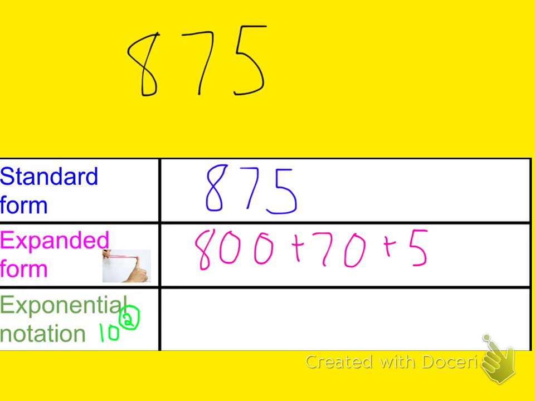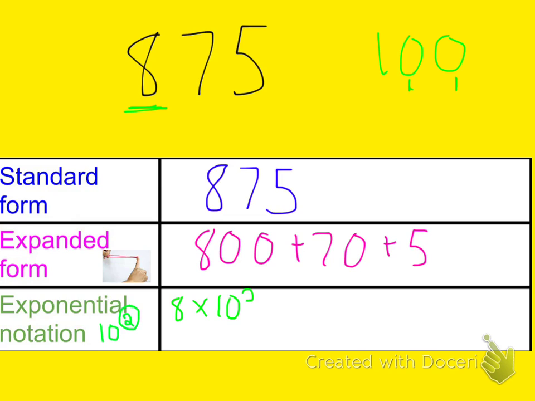All right, now the trickiest one, the exponential notation. Remember, the exponential notation has that little exponent. So our first number, the 8, we're going to start with 8 times 10, because our base number is always 10. And if we look at how many zeros are going to be followed by the 8, it's in the hundreds place. And the hundreds place has 1, 2 zeros.